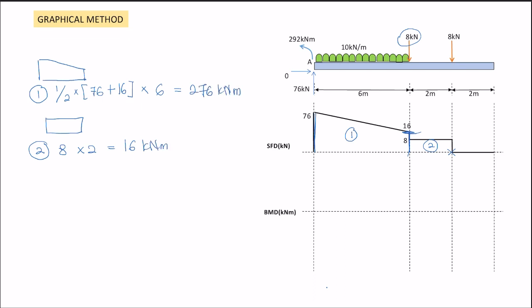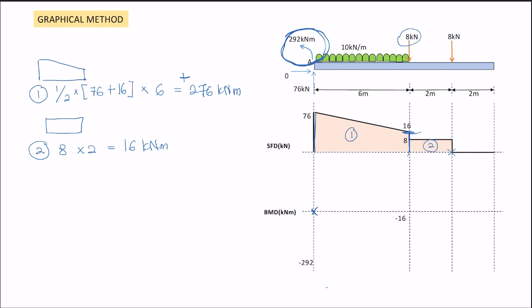We can draw the BMD, right? So you're going to start with 0. At the same point A, you see there is one moment. So the moment will be entered in the BMD. It is counterclockwise, so it is negative. Therefore it is negative 292 below. Then you have the first area, 276. This is a positive value, so you have to add. So negative 292 plus 276. You will get negative 16.